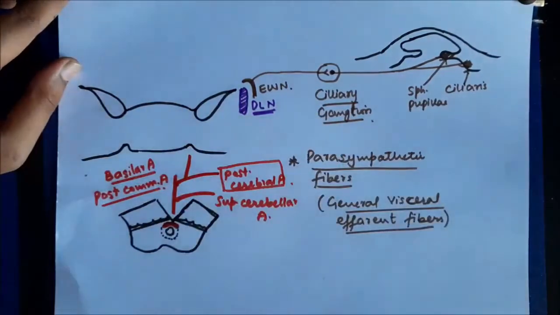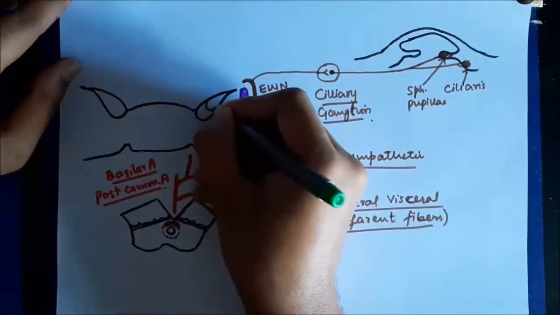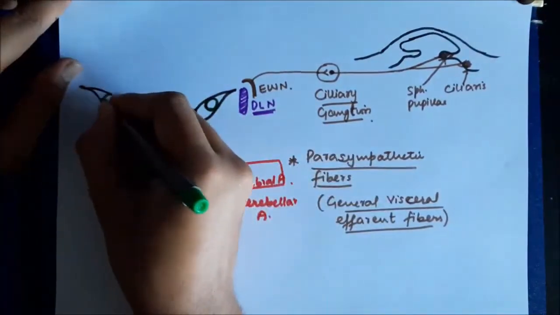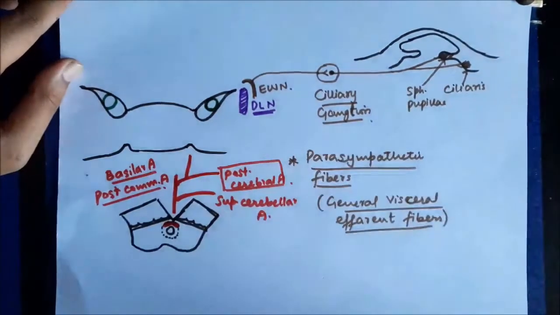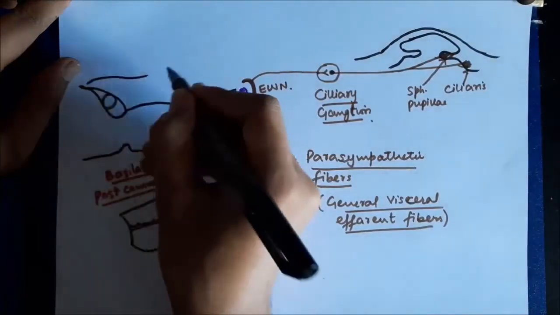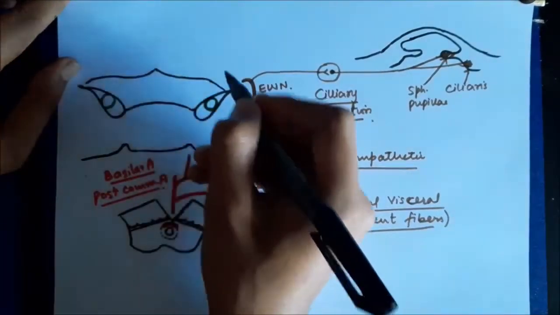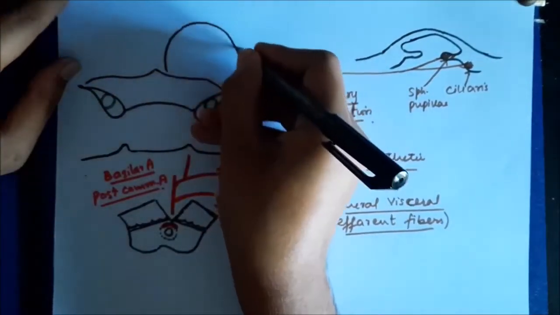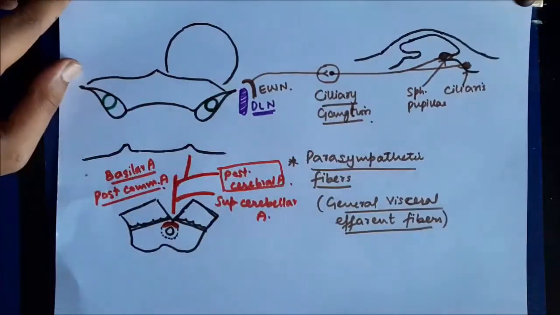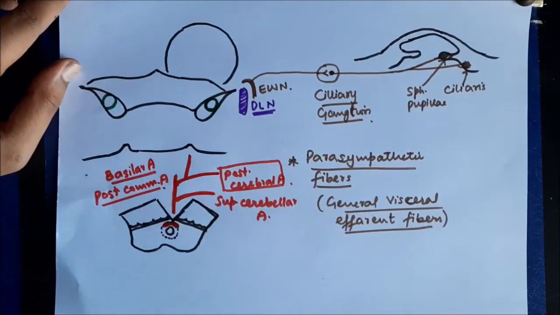Now the superior orbital fissure is divided into three parts by the tendinous ring of Zinn. So this is the tendinous ring which divides it into three parts. And in front of the superior orbital fissure there is the orbit. So this is the orbit in front of the superior orbital fissure.